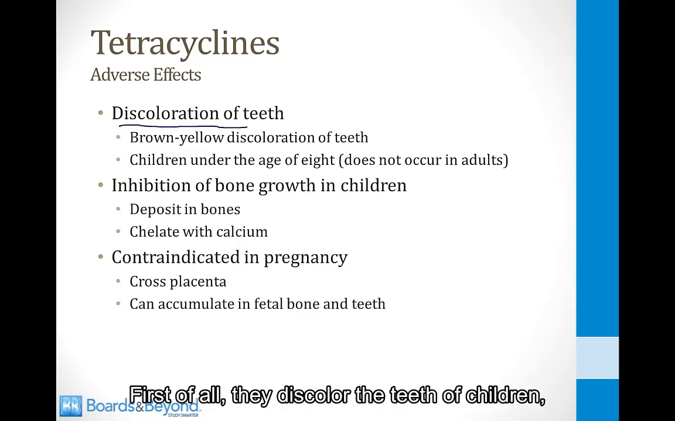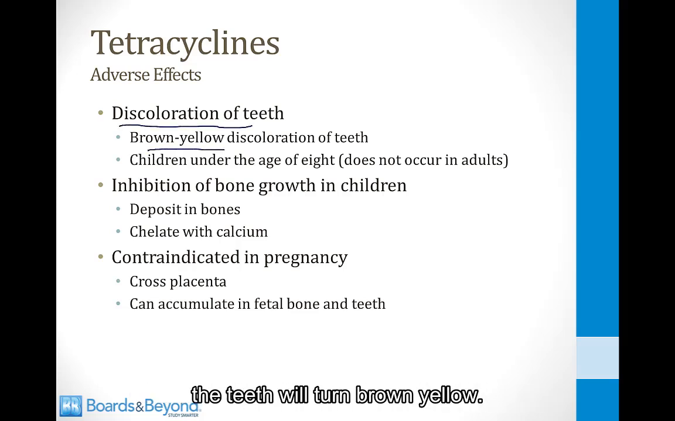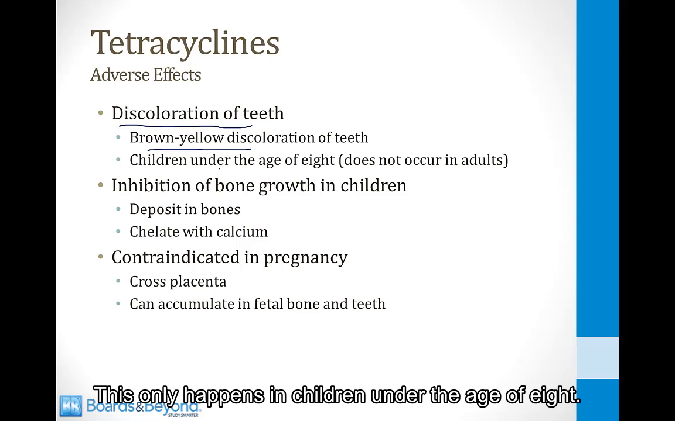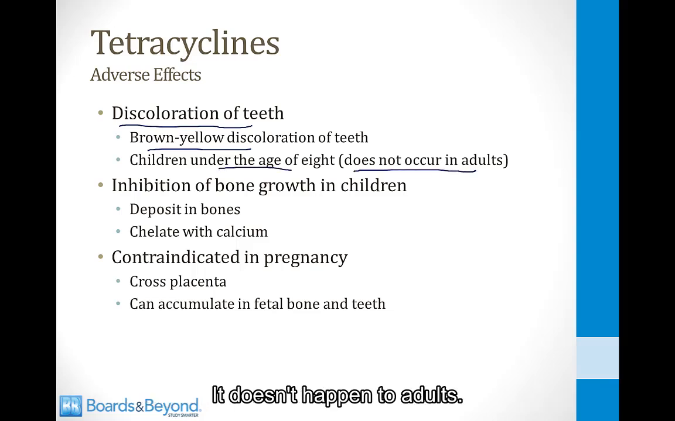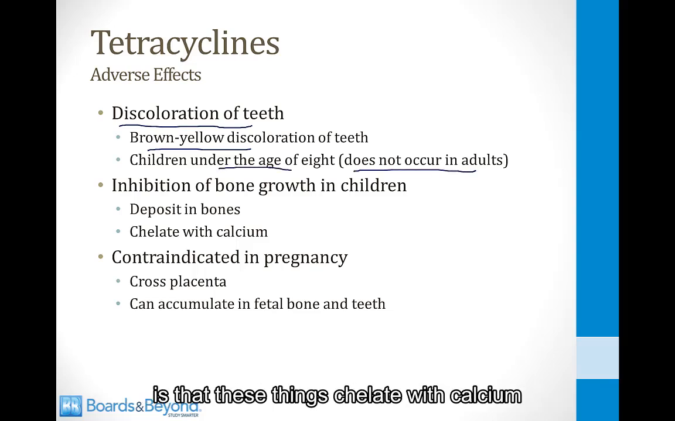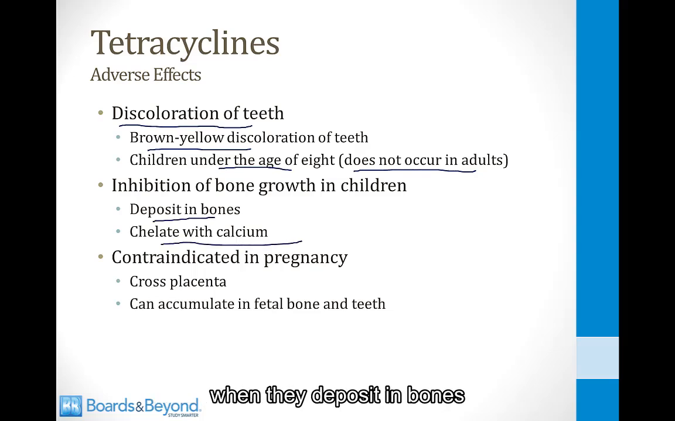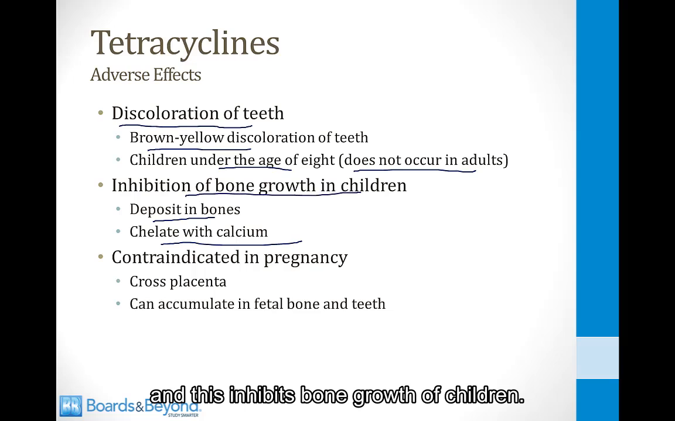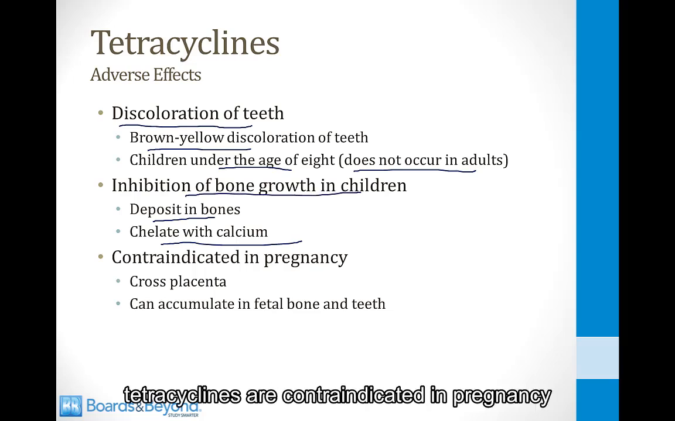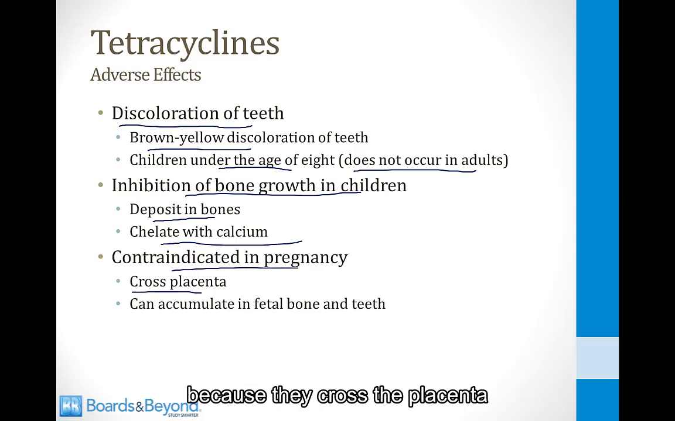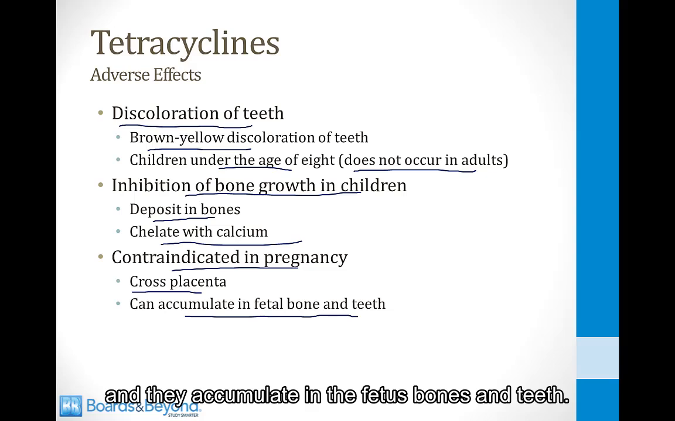You should always remember that you can't give tetracyclines to kids, and there's two reasons for this. First of all, they discolor the teeth of children. The teeth will turn brown-yellow. This only happens in children under the age of 8. It doesn't happen to adults. And then the other problem is that these things chelate with calcium when they deposit in bones, and this inhibits bone growth of children. And then finally, tetracyclines are contraindicated in pregnancy because they cross the placenta and they accumulate in the fetus's bones and teeth.